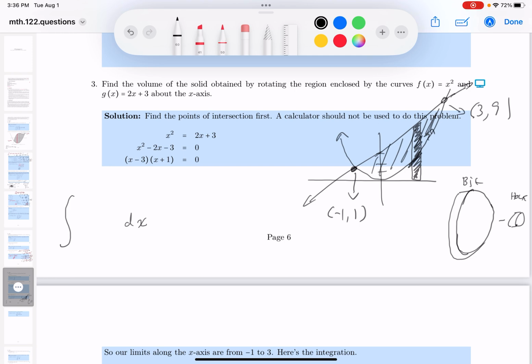Where do I start? At minus 1. Where do I stop? At 3. We're going along the axis. So what do I get? I get pi r squared. What's the r? It's the line. That's all it is. Let's write that down: 2x plus 3. We'll do that later. Minus, I'm going to take away that small disc. What's that going to be? Pi r squared dx. What's this small disc's radius? It's going to be this guy over here, which is x squared.